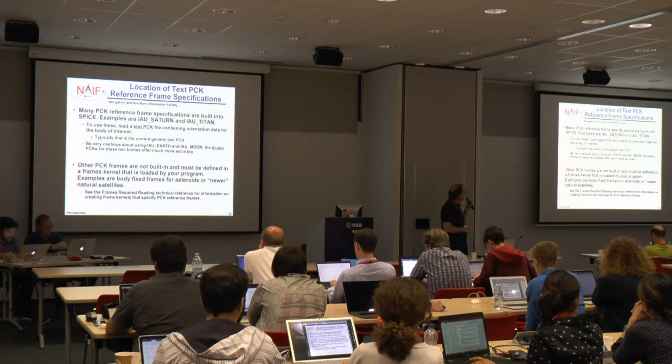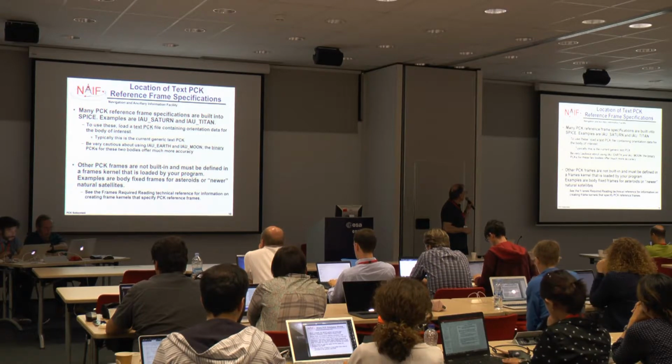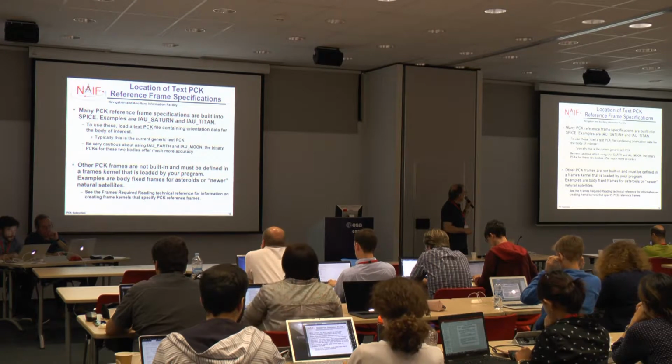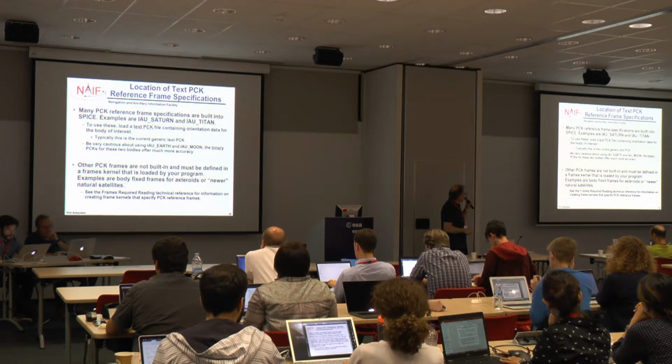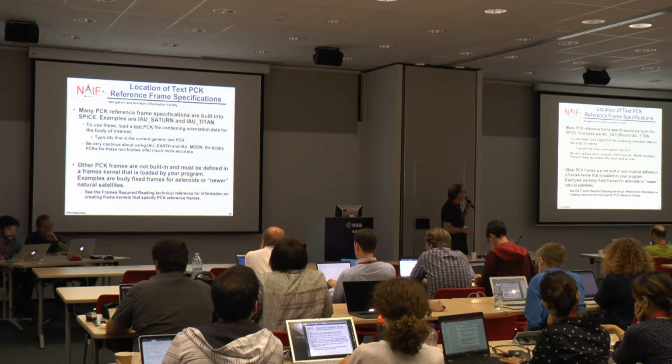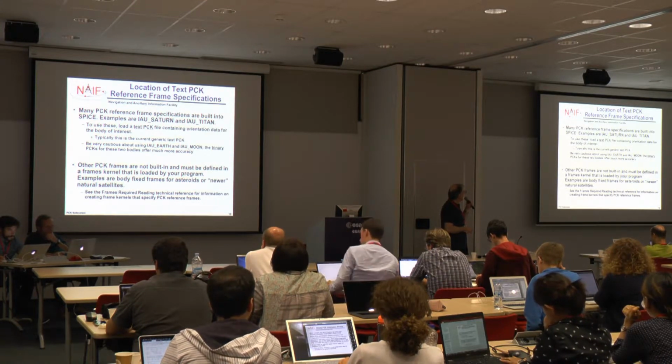Other PCK frames are not built in and must be defined in a frames kernel that is loaded by your program. Examples are body fixed frames for asteroids or newer natural satellites, newer in the sense that they were discovered more recently. See the Frames required reading technical reference for information on creating frame kernels that specify PCK reference frames. This required reading actually has some examples that show you the format that you have to follow to create new PCK reference frames.